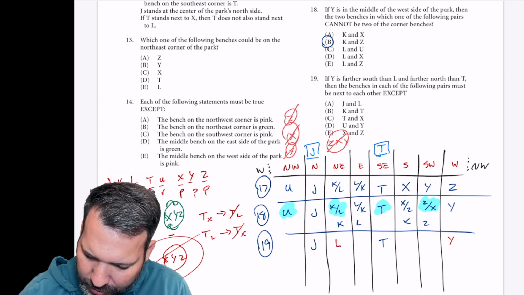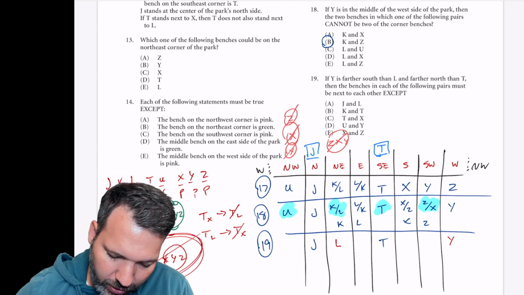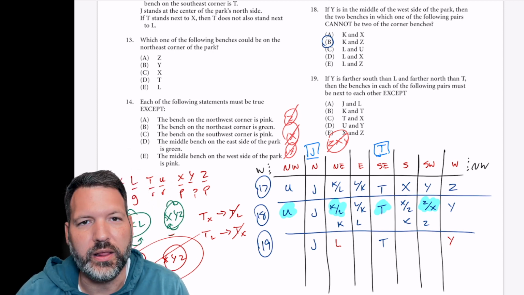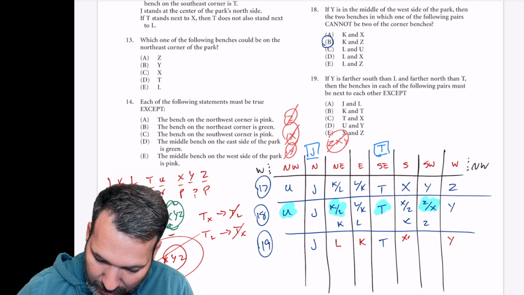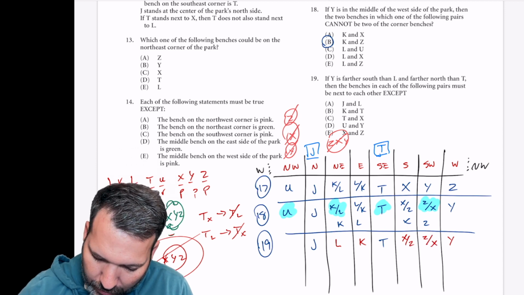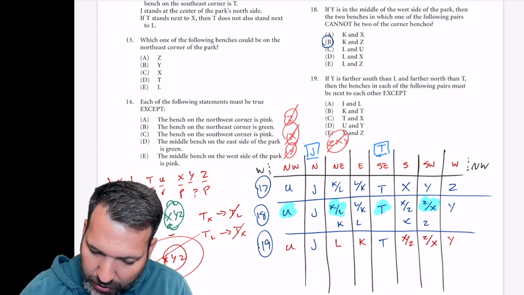I feel like this is almost the same scenario every time, for the fact that we have to keep JKL and XYZ apart from each other. K is going to have to go east now. X and Z are going to be able to move around. And then U, of course, is once again going to end up northwest.